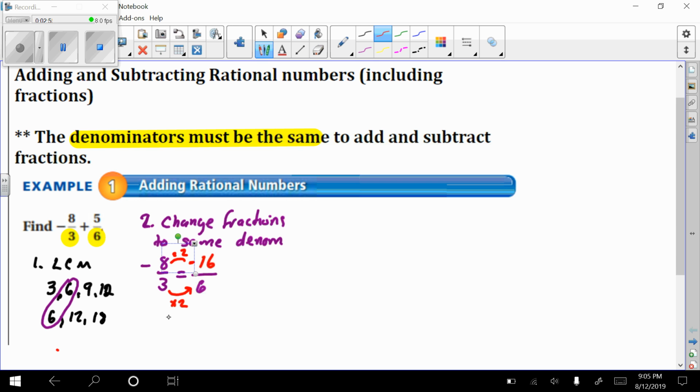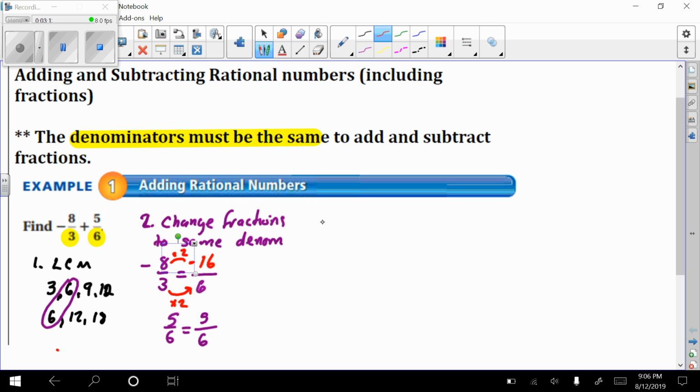Let's look at the second fraction. We have 5/6. Well, we don't even need to create an equivalent fraction, because it's already in the form we need it. It's already 5/6, so we don't need to do anything.